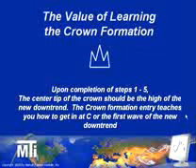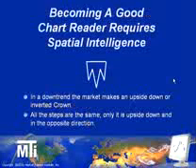The value of learning the crown formation is upon the completion of the 1 through 5 steps, the center tip of the crown should be the high of the new downtrend. See, that A becomes the high of the new downtrend. A, B, C, D. A, B, C, D. A, B, C, D. Okay? The crown formation entry teaches you how to get in at a C, which is really the first wave of the new downtrend.